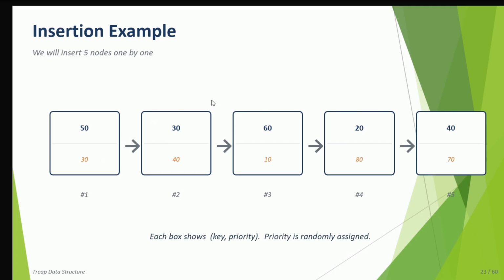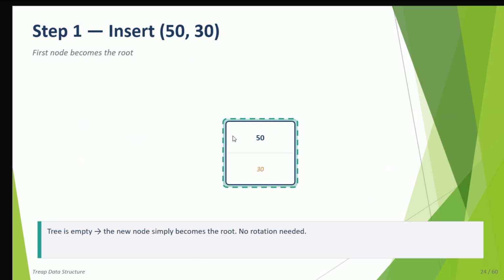Let's take an example. We will insert these 5 nodes one by one and make a tree. The key values of these 5 nodes are 50, 30, 60, 20 and 40. And the priority values of these nodes are 30, 40, 10, 80 and 70. So let's insert them one by one. First, we will insert the node 50 having priority value 30. So it is simply inserted.